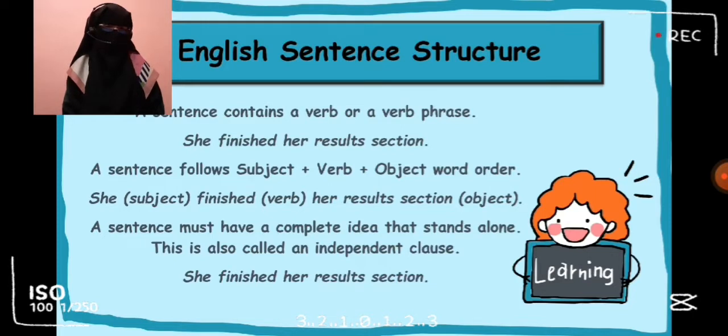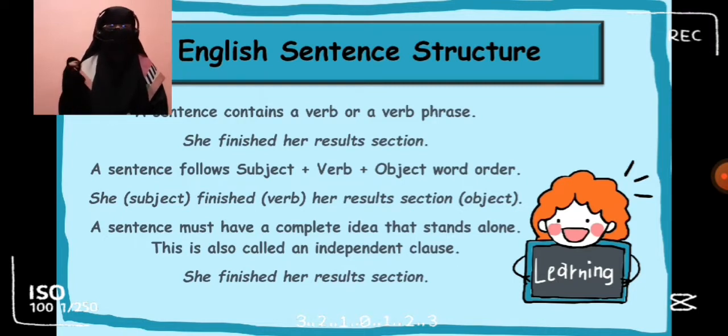And then, a sentence must have a complete idea that stands alone. This might also be known as an independent clause. So if you remember back from any grammar classes you've had in the past, you might have heard this referred to as an independent clause.